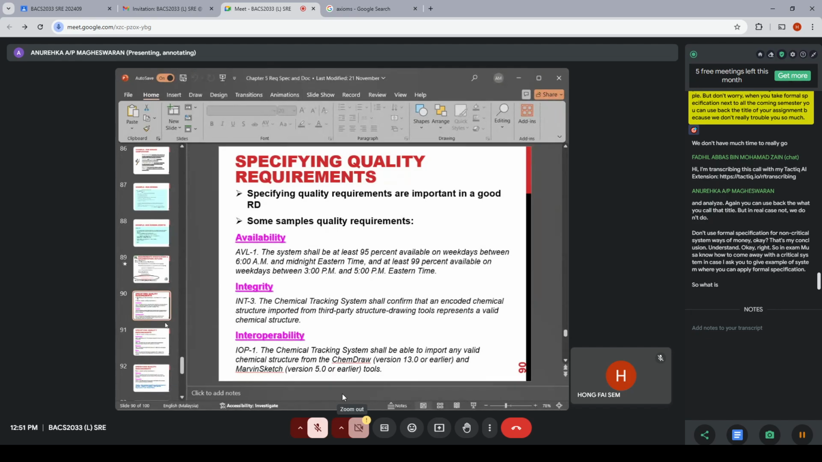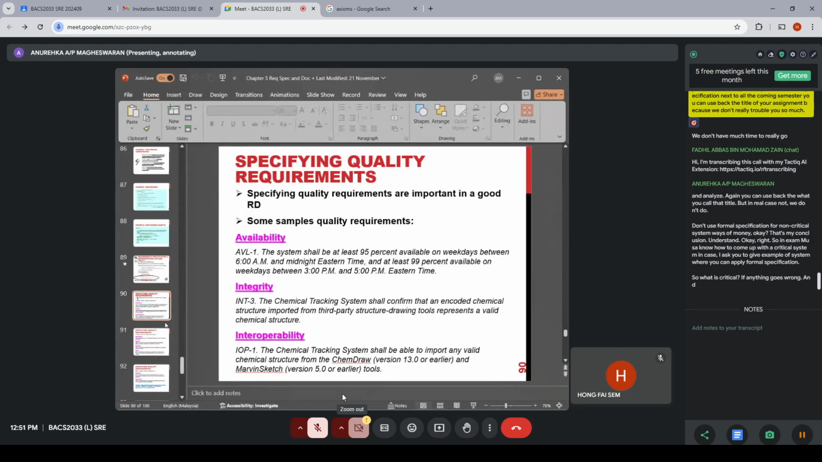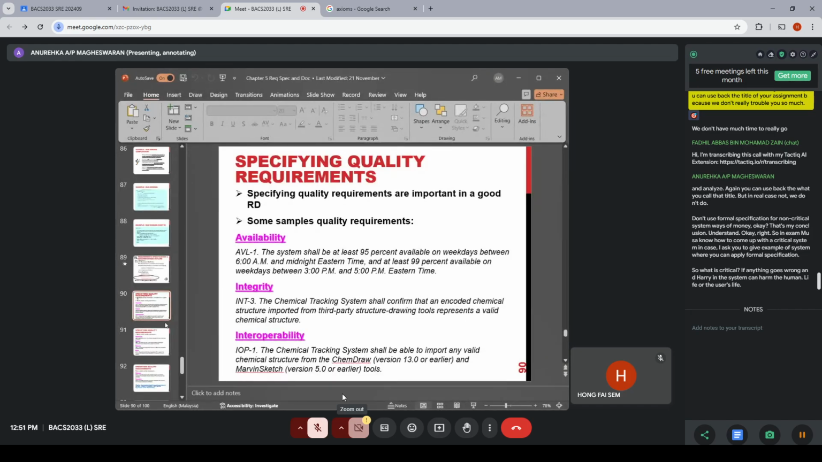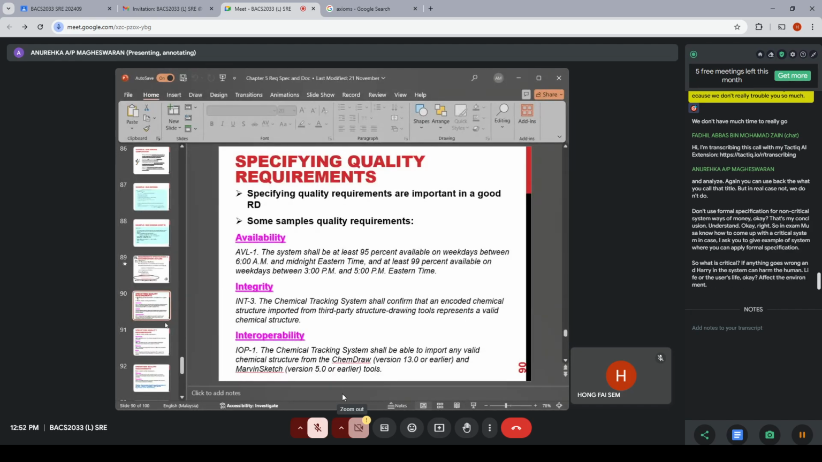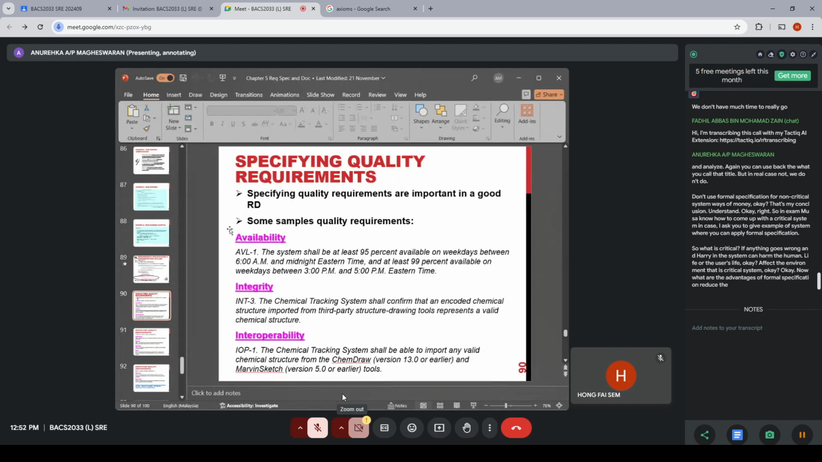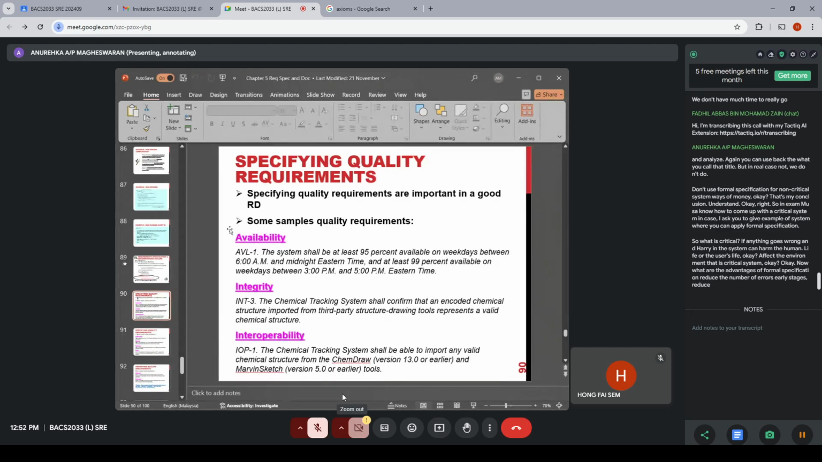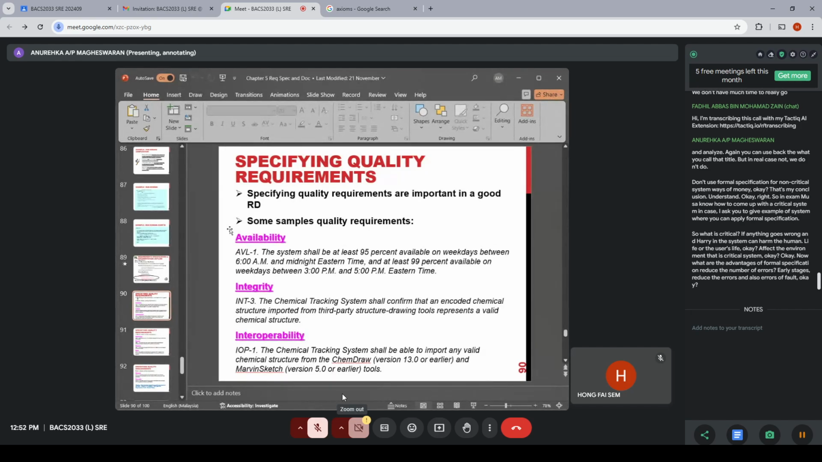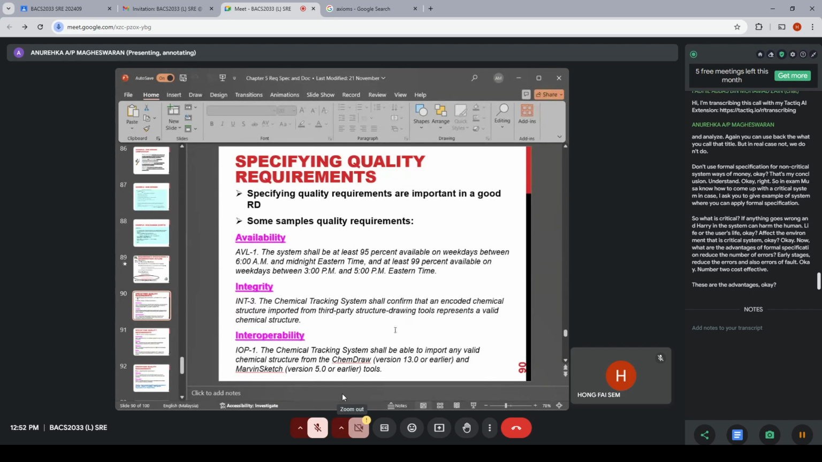So what is critical? If anything goes wrong, an error in the system can harm human life, or the user's life, or can affect the environment. That is a critical system. Now, what are the advantages of formal specification? Number one, reduce the number of errors and faults at an early stage. Number two, cost effective. These are the advantages.